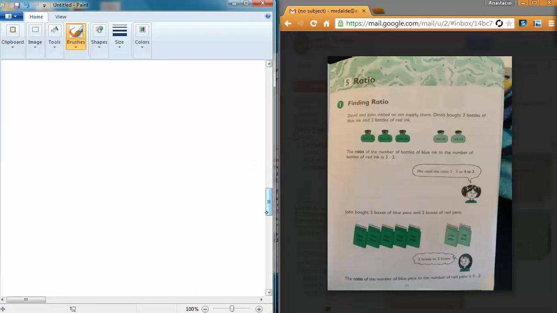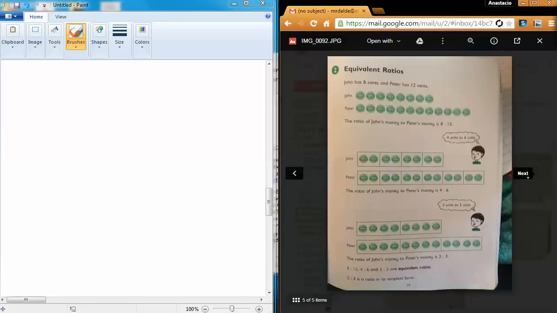David and John visited an art supply store. David bought 3 bottles of blue ink and 2 bottles of red ink. The ratio is 3 to 2. That's pretty straightforward. John bought 5 blue pens to 2 red pads, so that would be 5 to 2. Okay, the ratio is 5 to 2. Good. John has 8 cents and Peter has 12 cents. The ratio of John and Peter is 8 to 12.